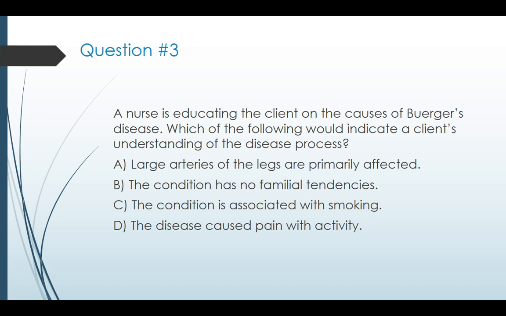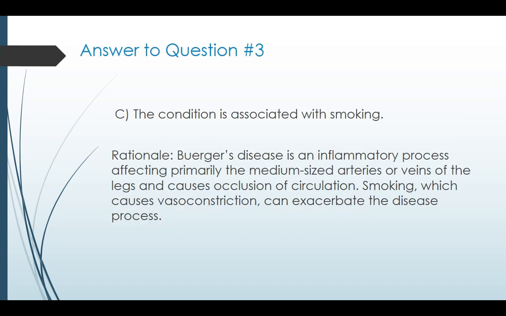Question 3. Okay, we're getting closer here. A nurse has educated a client on the causes of Berger's disease. Which of the following would indicate the client's understanding of the disease process? Okay. C. The condition is associated with smoking. All right, that's why we tell them to stop smoking, cessation of smoking.